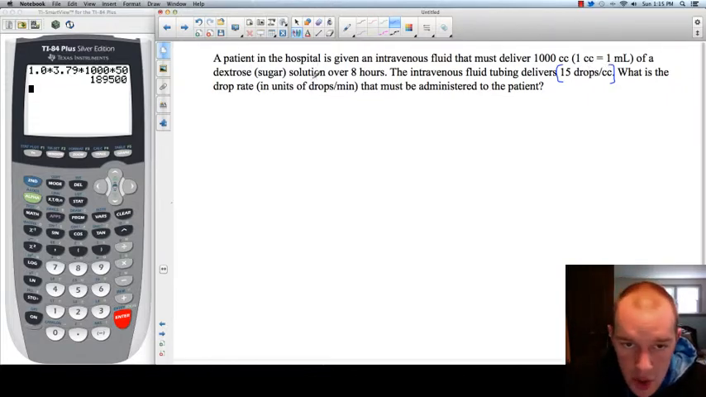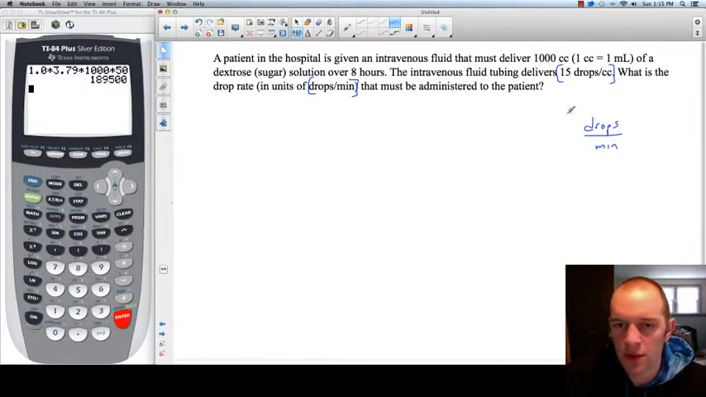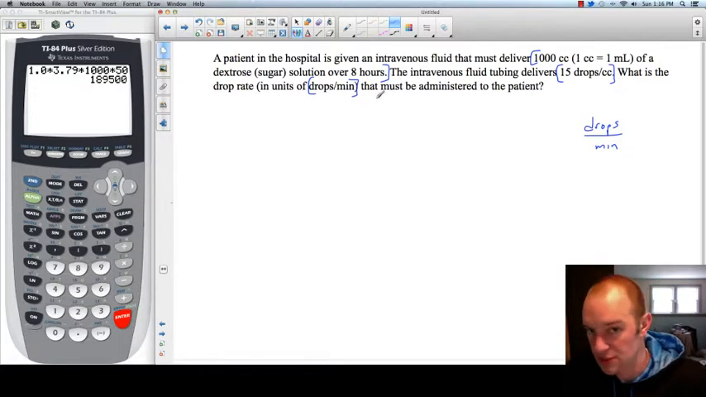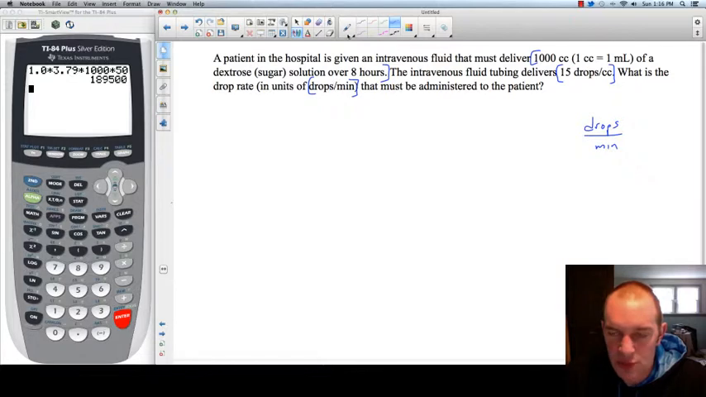conversion factor. We can see that drops per minute is the desired endpoint. Okay, so what that means is our final result, our final answer should be some number of drops per minute. So everything that we're going to set up must cancel out so that we're left with drops per minute. Finally, we can see that we've got 1,000 cc's over the course of 8 hours is what that patient must receive by delivery method. So that tells us immediately that that's what we're starting with.